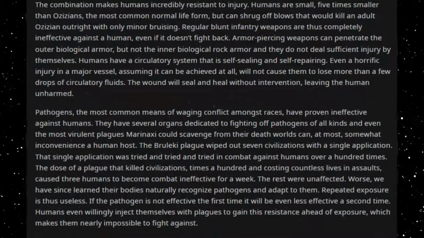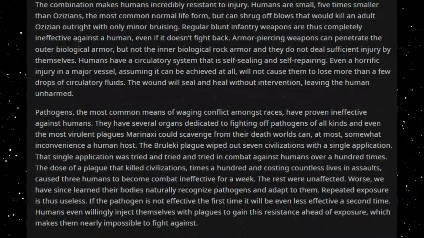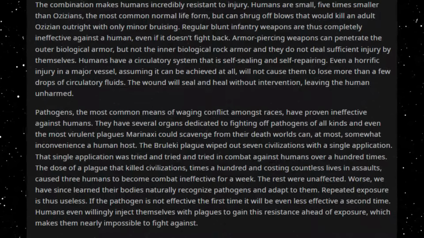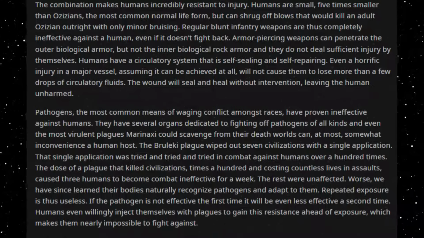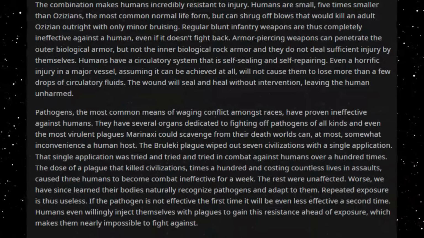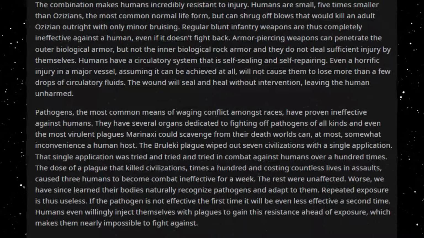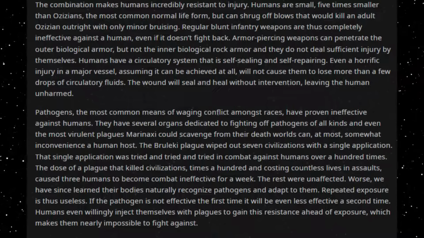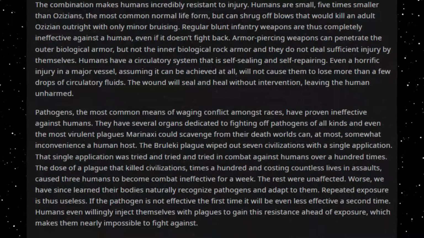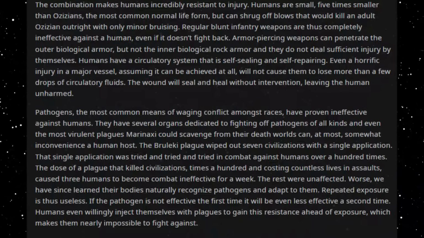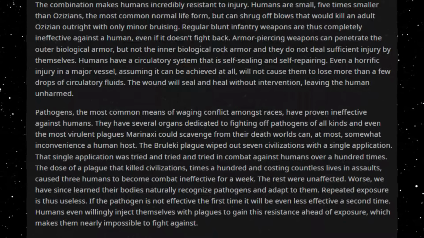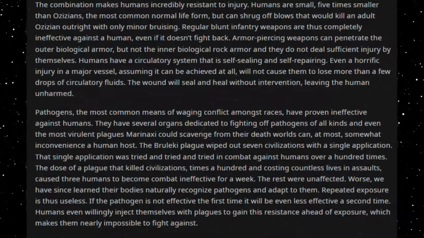The dose of a plague that kills civilizations, times 100, and costing countless lives and assaults, caused 3 humans to become combat ineffective for a week. The rest were unaffected. Worse, we have since learned their bodies naturally recognize pathogens and adapt to them. Repeated exposure is thus useless. If the pathogen is not effective the first time, it will be even less effective a second time. Humans even willingly inject themselves with plagues to gain this resistance ahead of exposure, which makes them nearly impossible to fight against.